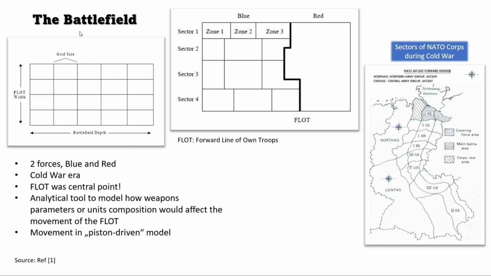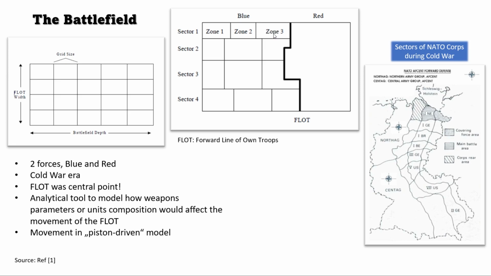One curious aspect of Thunder and other models of the same era was how the battlefield was simulated. Thunder's battlefield was based on the idea of zones and sectors. These zones would be occupied by aggregated ground units, like the brigades and battalions, which would fight each other back and forth in a kind of piston movement.